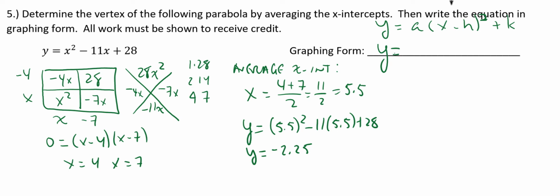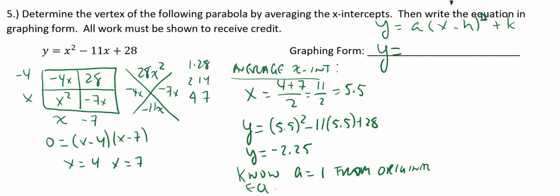So we know that y equals, and I know a equals 1 from the original equation. So a is 1, so I don't have to write that in. And so then I'm going to get x. I want this to be positive 5.5, so it's going to be x minus 5.5 squared, and then minus 2.25.